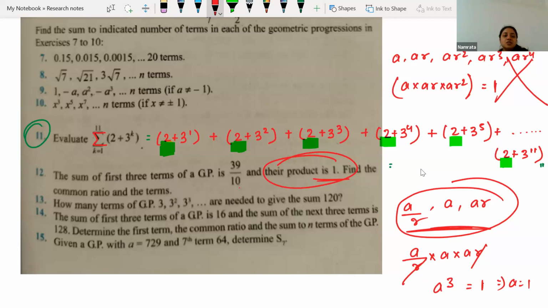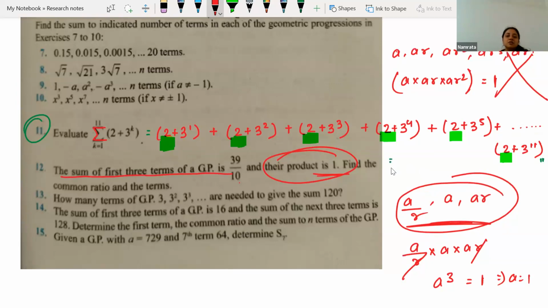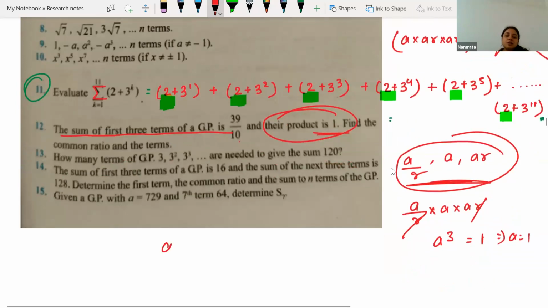Now the first condition says the sum of the first three terms. According to the first condition, we will write the sum of these three. So the sum of these three will be a by r plus a plus ar, and the sum of the first three terms is given as 39 by 10. We already know the a value is 1, right? Yes, ma'am. So we will be writing 1.